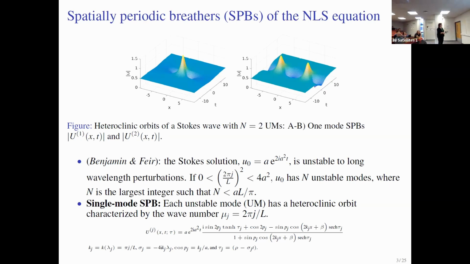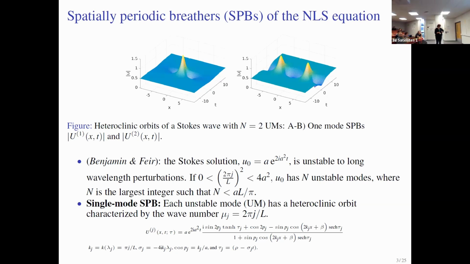And so in the figures, the background state, the Stokes wave, has two unstable modes, and what you have here are two distinct single mode SPBs. In the first, you have the SPB U1 that corresponds to the wave number mu1, and in the second one you have a distinct single mode SPB U2 that has the wave number mu2. And so part of this is to just get used to the notation also. These superscripts are being used to indicate the mode that's characterizing the SPB.